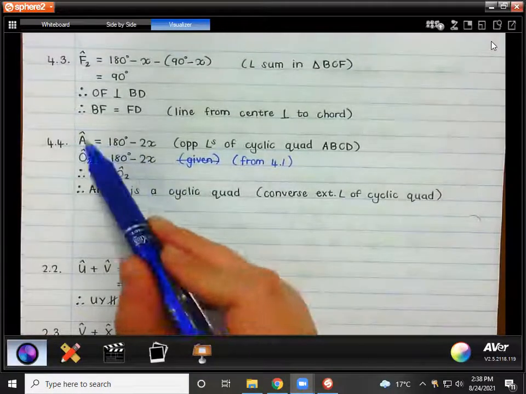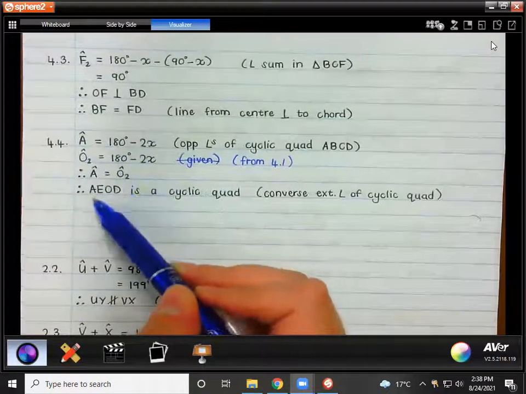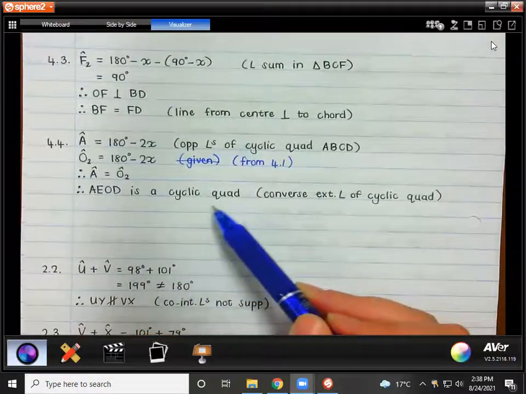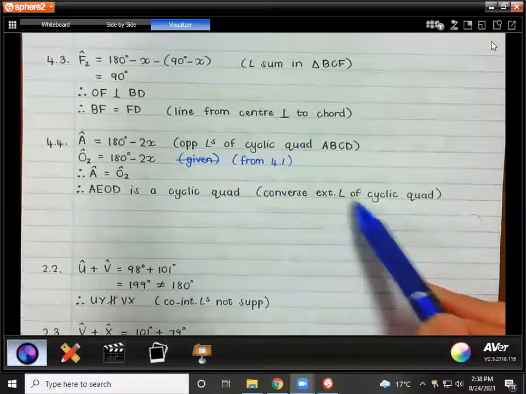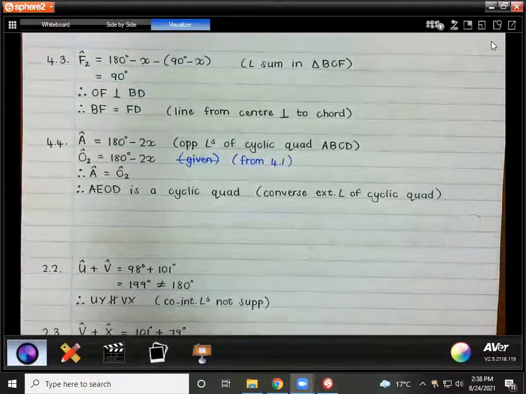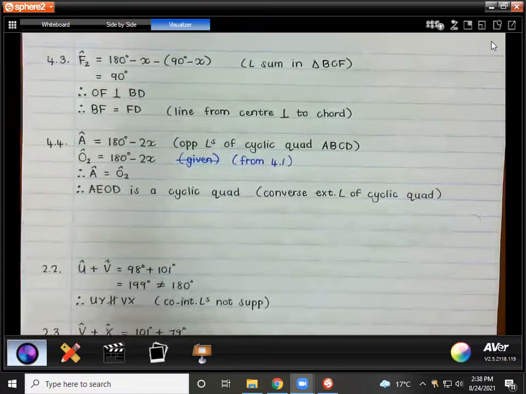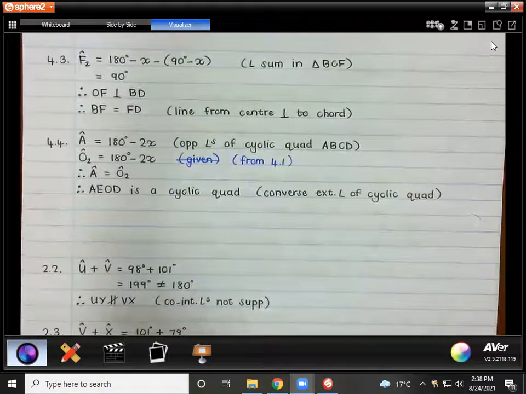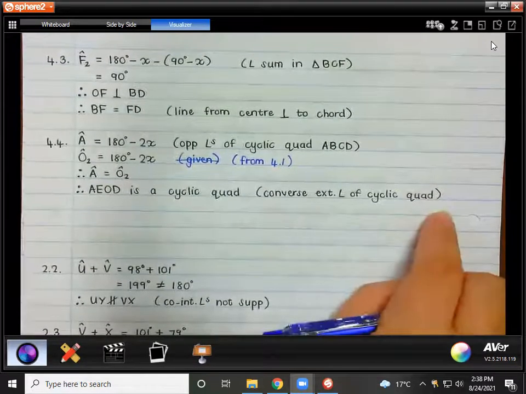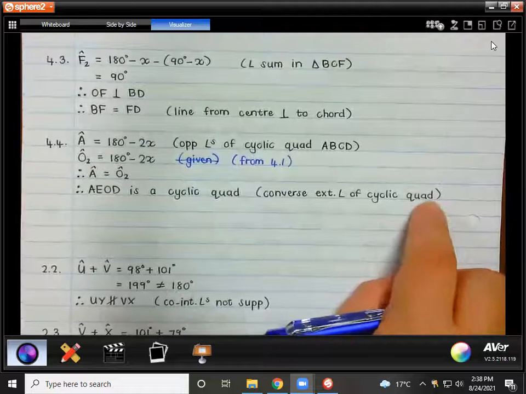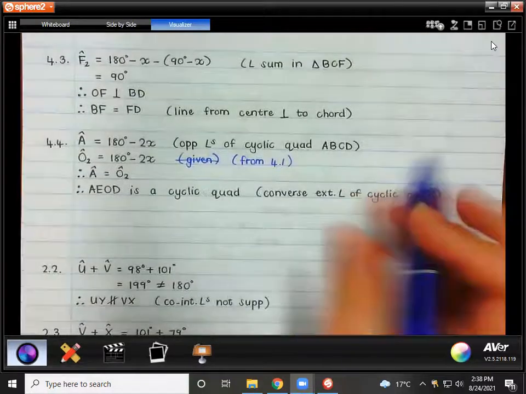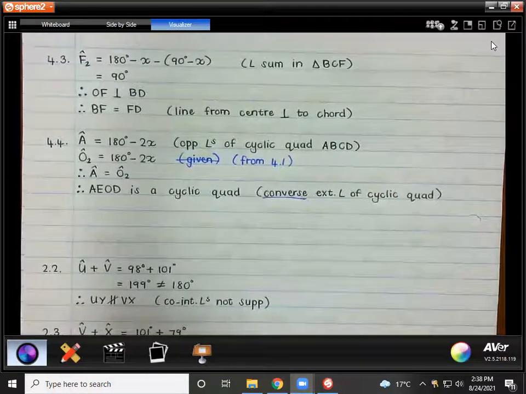Okay, so A is equal to O2. Therefore, AEOD is a cyclic quad, converse exterior angle of cyclic quad. So guys, the normal reason, if we know that it's a cyclic quad and we're saying that the angles are equal, we would just say exterior angle of cyclic quad. Because we are now proving that it's a cyclic quad, we have to put the word converse in front.